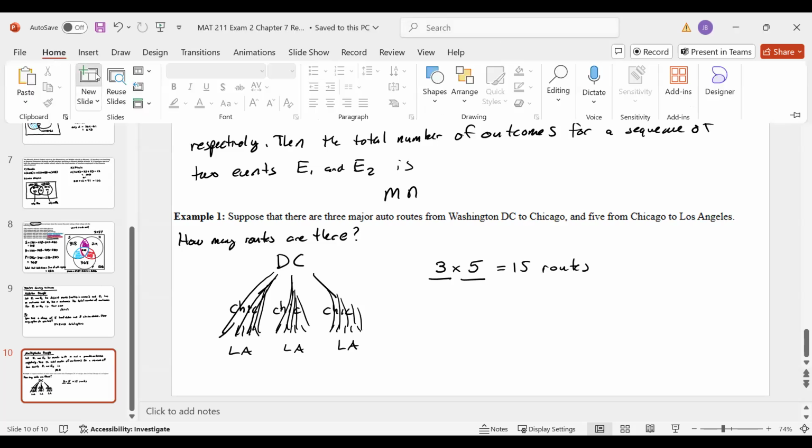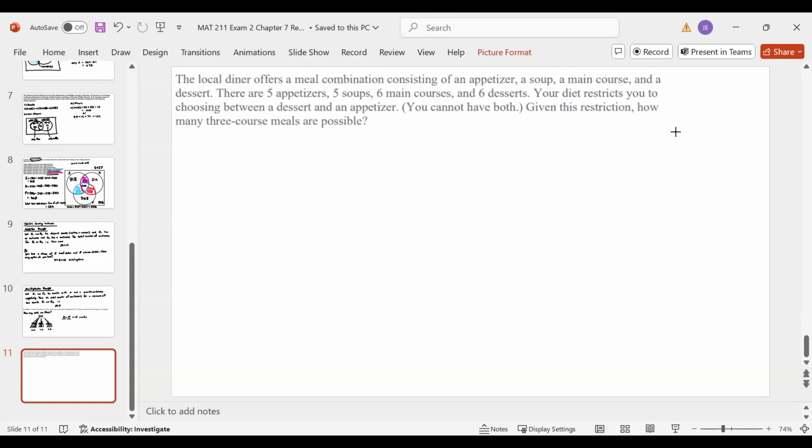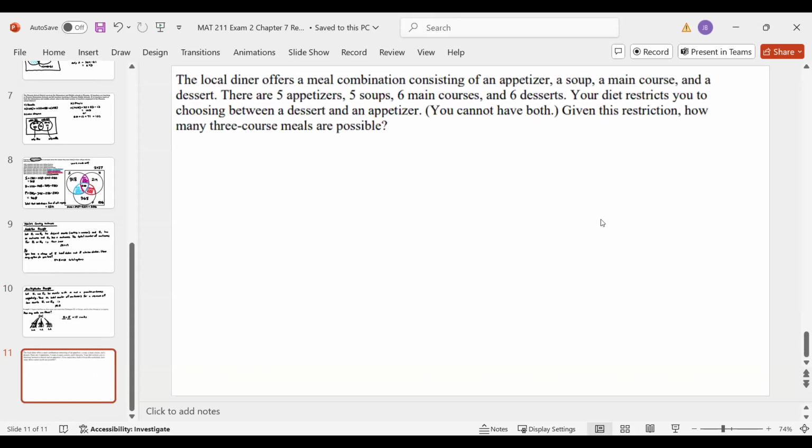So, for example, in this problem on the review, we say, okay, you're going to eat a meal consisting of an appetizer, a soup, a main course, and a dessert. There are 5 appetizers, 5 soups, 6 main courses, and 6 desserts. Your diet restricts you between choosing a dessert and an appetizer. You cannot have both. Given this restriction, how many 3-course meals can you have? Okay. So if we count, there is 1, 2, 3, 4 courses, but they ask for a 3-course meal, right?